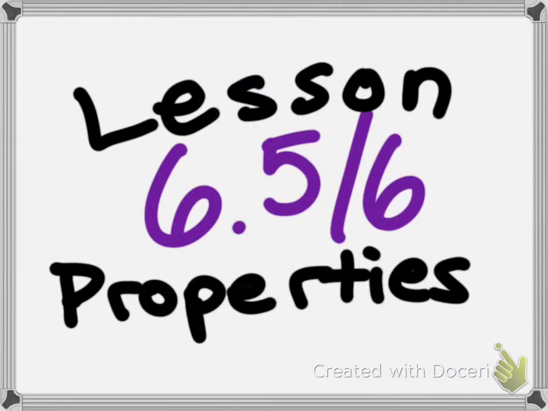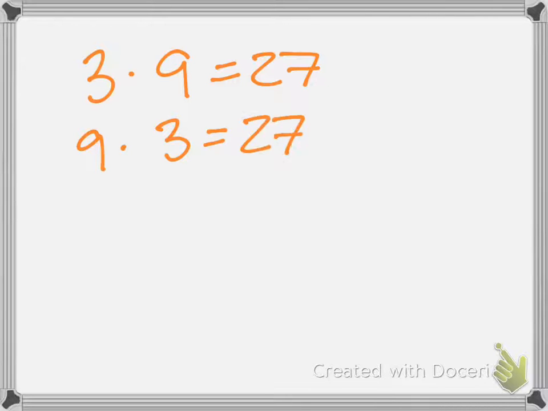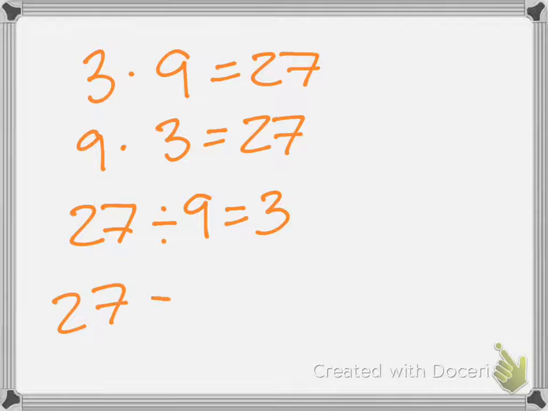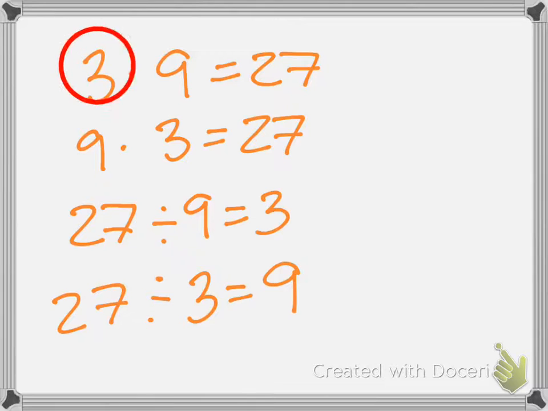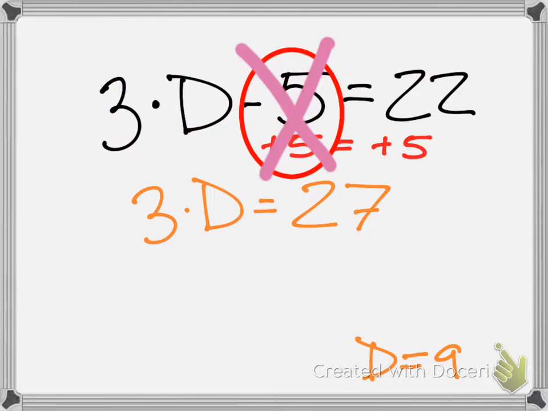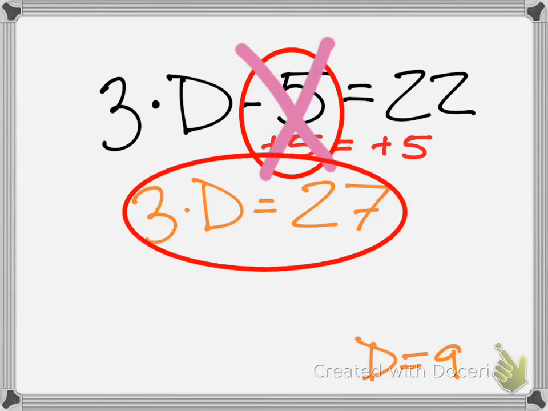So we have what we're calling our fact families. We got 3 times 9 equals 27. 9 times 3 equals 27. 27 divided by 9 equals 3. And 27 divided by 3 equals 9. Right there, that's our fact family. The reason that it's important is because I have 3 times something equals 27.